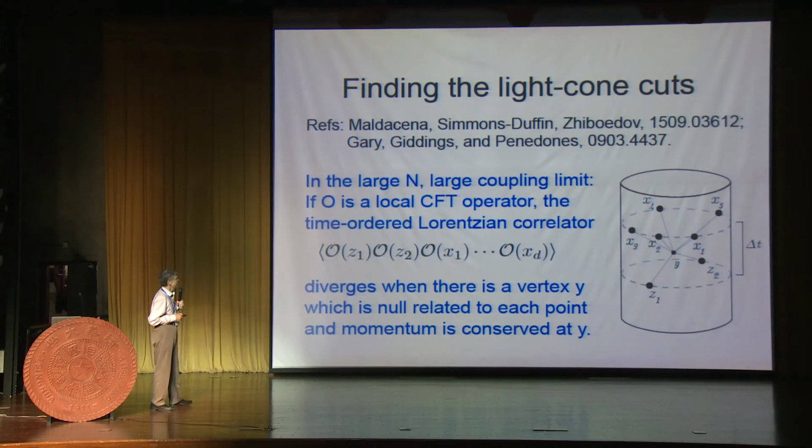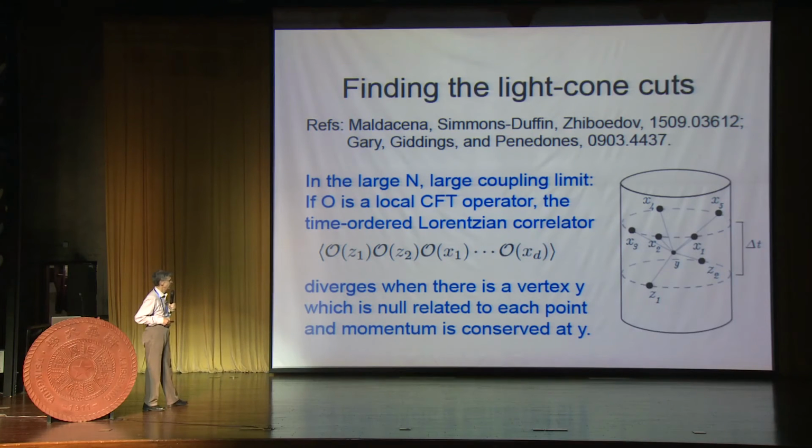So we were heavily influenced by a very nice paper by Maldacena, Simmons-Duffin, and Zhiboedov that came out last fall, I think called Looking for a Bulk Point. And there was earlier work by these authors. So the statement is that if you take the large N, large coupling limit, the usual classical bulk limit of the dual field theory, and you let O be any local CFT operator, and consider the time-ordered Lorentzian correlator of that operator. Now we need a d plus 2 point correlator.